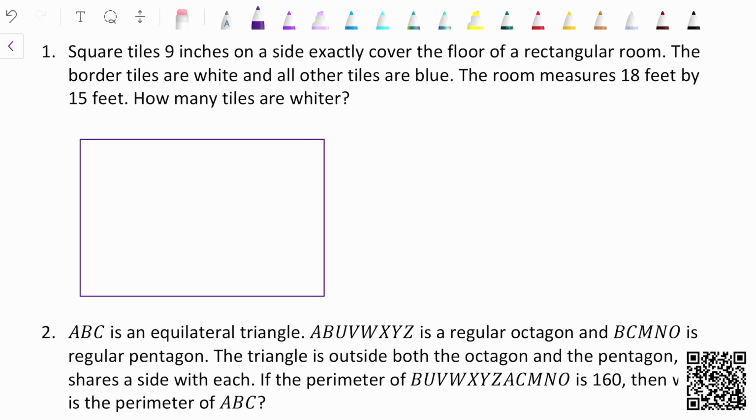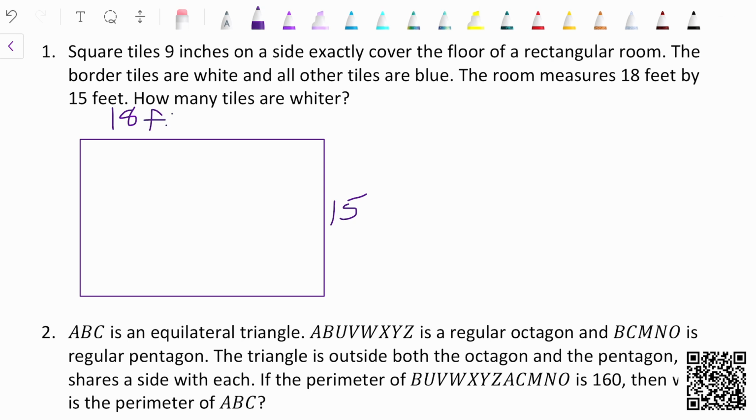Today's first question is, square tiles 9 inches on a side exactly cover the floor of a rectangular room. The border tiles are white and the other tiles are all blue. The room measures 18 feet by 15 feet. How many tiles are white?